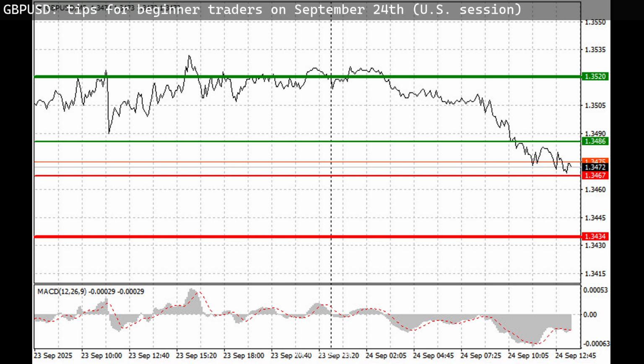Spontaneous trading decisions based on the current market situation are an inherently losing strategy for an intraday trader.